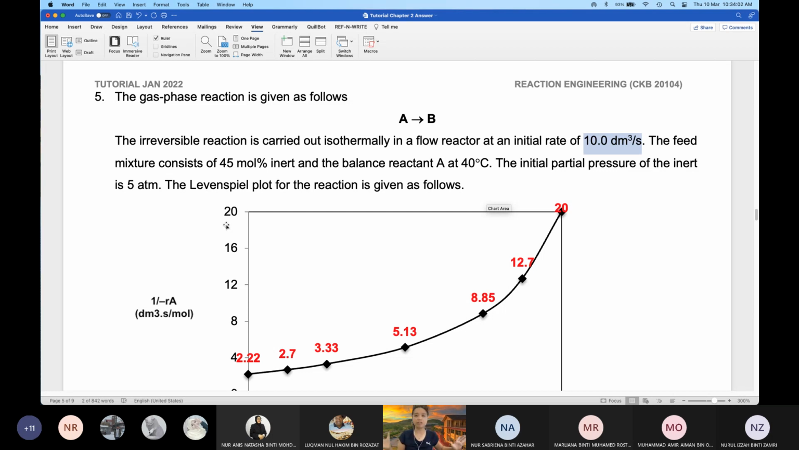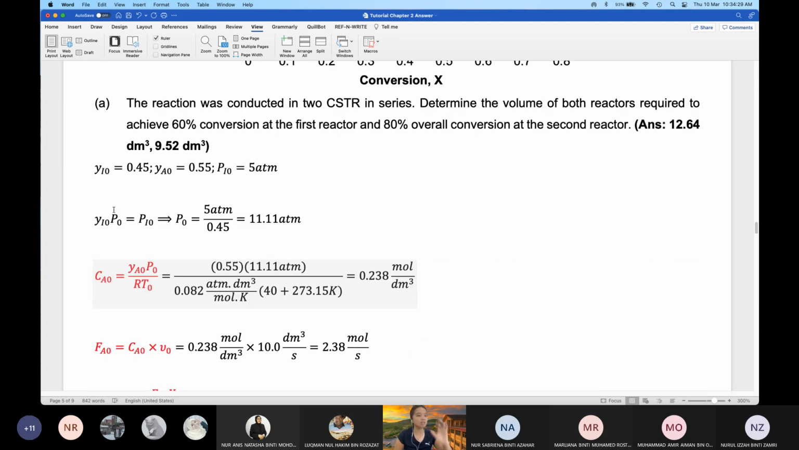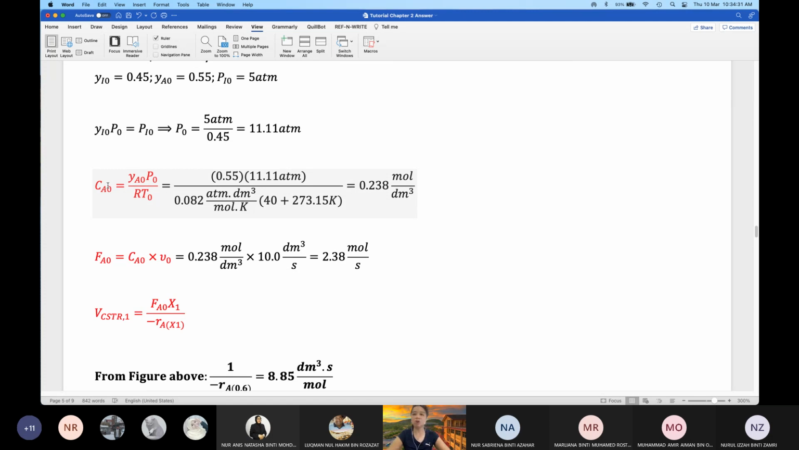Okay, CA0 tak diberi. However, you know this is gas phase reaction. Kalau gas phase, dan kalau kamu tengok dalam soalan, dia beri suhu, dia beri tekanan. Regardless apalah tekanan atau suhu tu, it tells you that most likely you can use the ideal gas law, sebab ideal gas law boleh cari CA0. So CA0 darab V0, dapatlah FA0. Dapat FA0, bolehlah solve. So step yang kedua sekarang, kita nak kena cari CA0 dulu. But how to find CA0 pula?